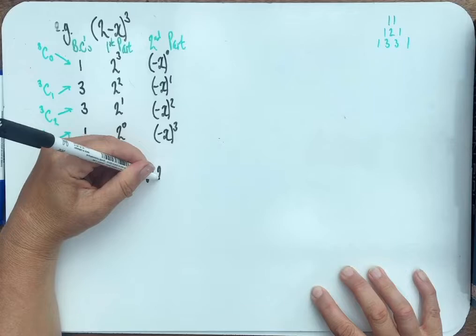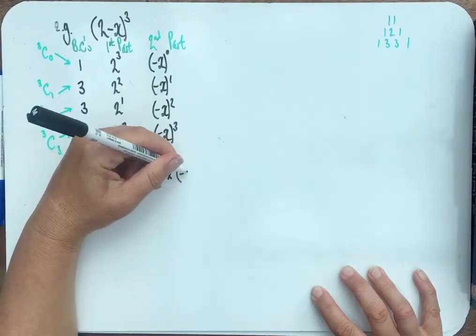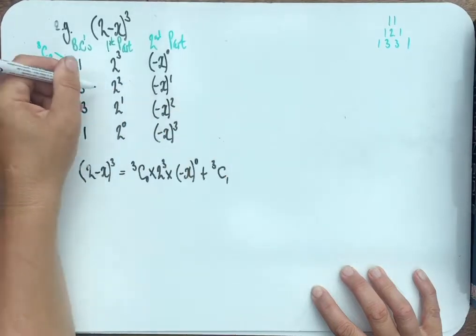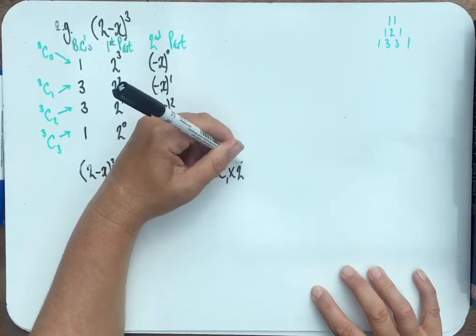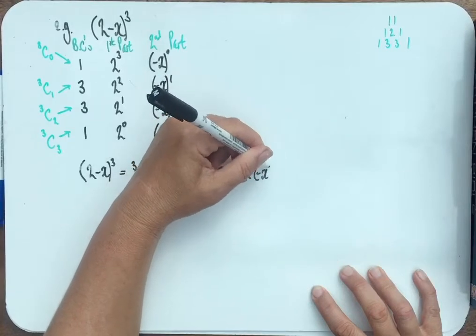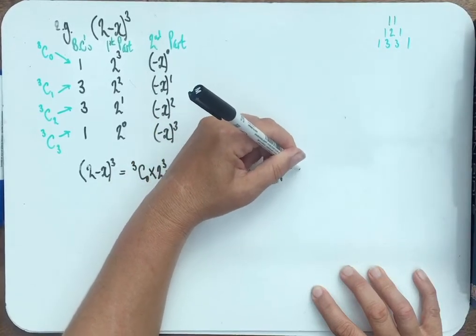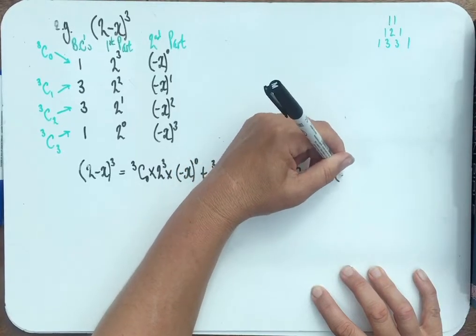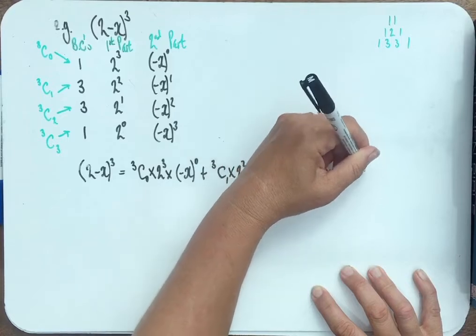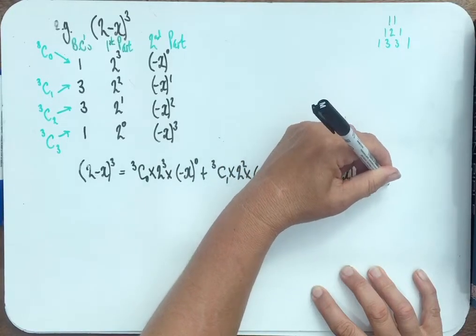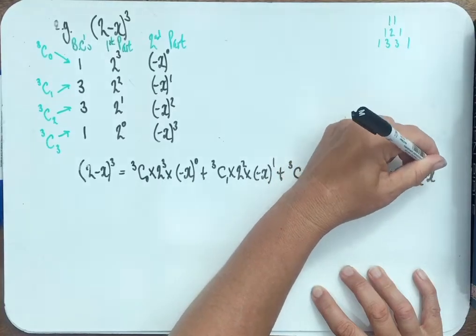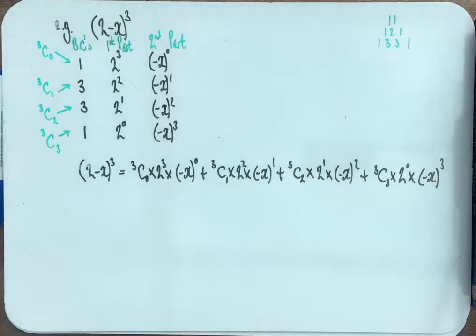cubed times (minus x) to the 0. And then I'm just going across the rows. So I'm trying to write quickly because of my phone memory. Right, minus x squared. And then 3 choose 3 times 2 to the power 0, lots of (minus x) cubed. So that takes us to there. There's a general formula for this.